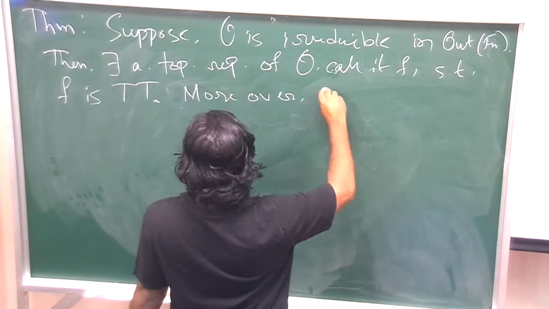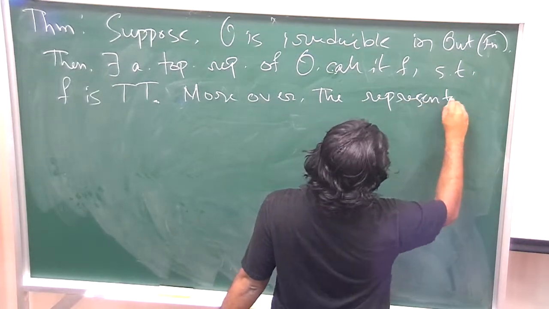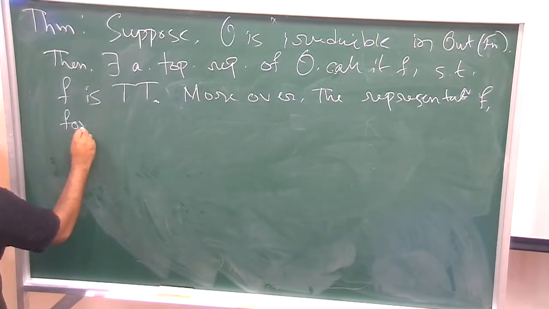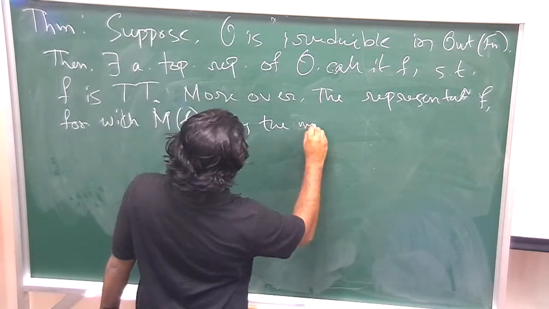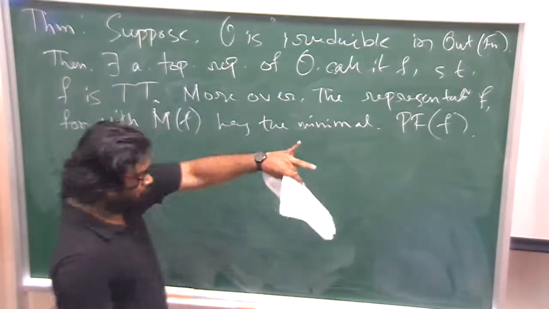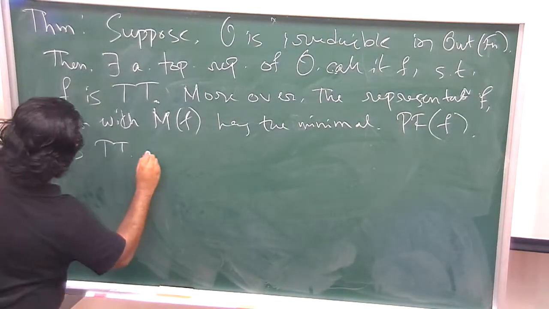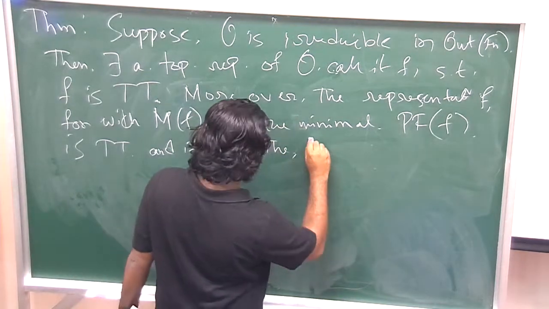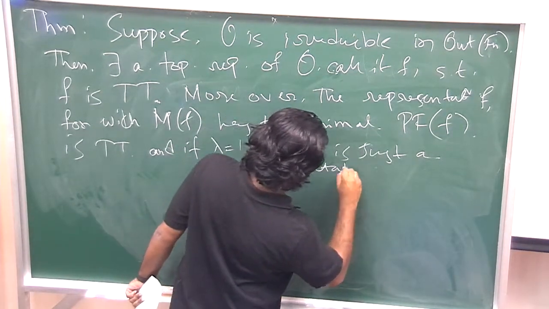Moreover, the representative f for which M(f) has the minimal PF eigenvalue is train track, and if lambda is equal to 1, then f is just a permutation on edges.